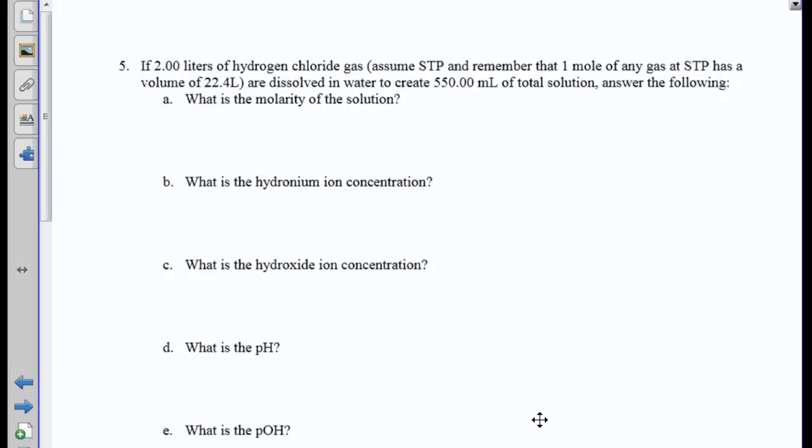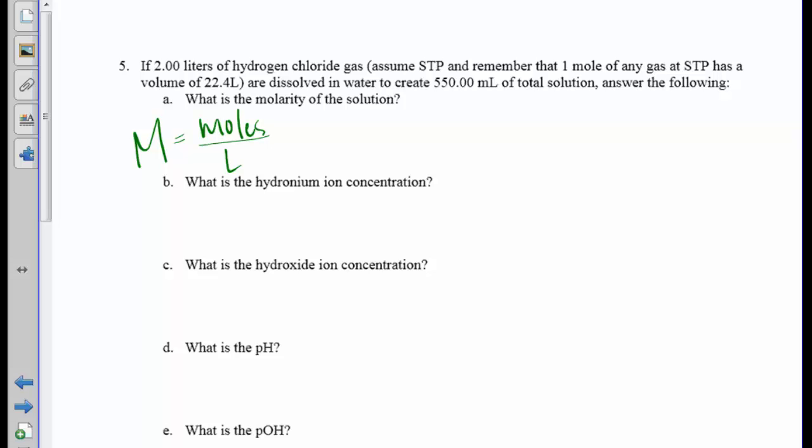Now, hydrogen chloride, when it dissolves in water, will become hydrochloric acid. When 2 liters is dissolved to create a solution with 550 milliliters of volume, what is the molarity of the solution? Well, remember that molarity is moles of solute per liter of solution. So if we know moles of hydrogen chloride or hydrochloric acid and we know the total volume of the solution, we can find the molarity of the solution.